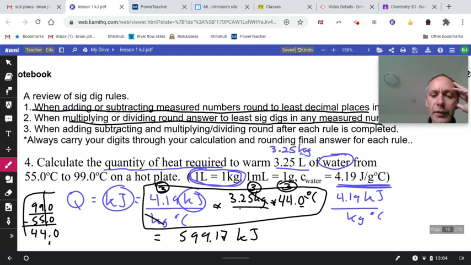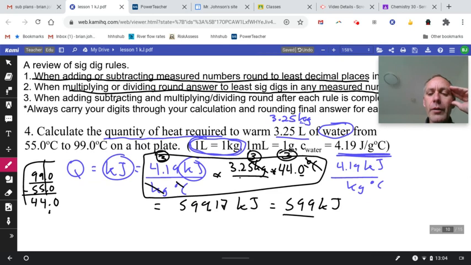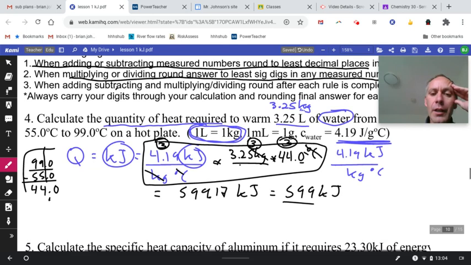Everything else cancels out. Kilograms cancels out. Degrees Celsius cancels out. And we need to shrink this to 3 sig digs. 599 kilojoules. If you went to 600 even, it would be wrong. Don't round up. Stay with 3 sig digs. Okay. Carry your digits through in your raw calculation, so you're not rounding in intermediate steps.